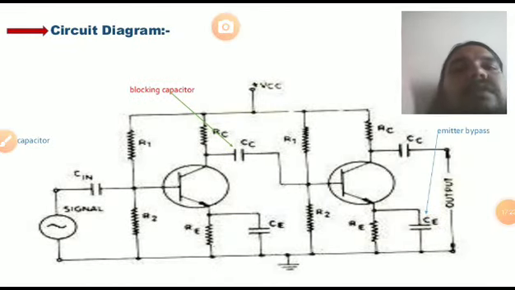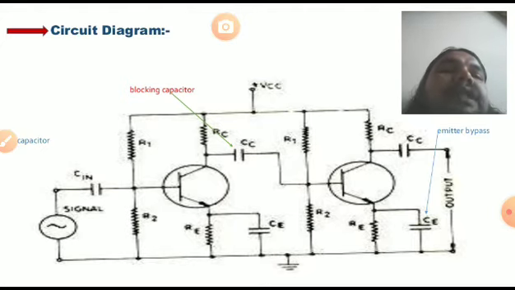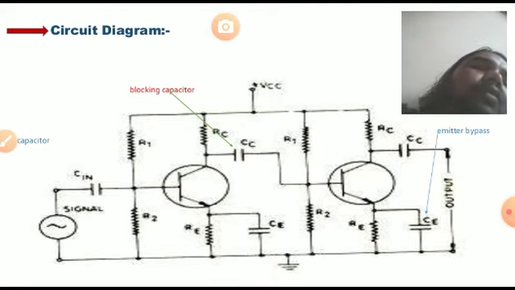This is the structure of the circuit diagram of the multi-stage amplifier. When using NPN transistors, the output of the first stage is given to the second stage.